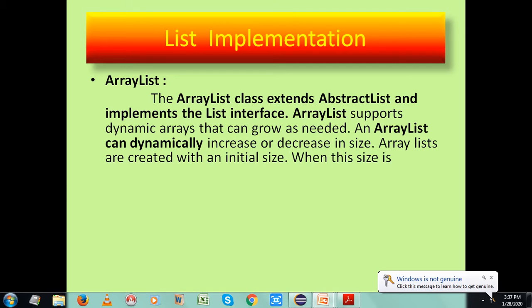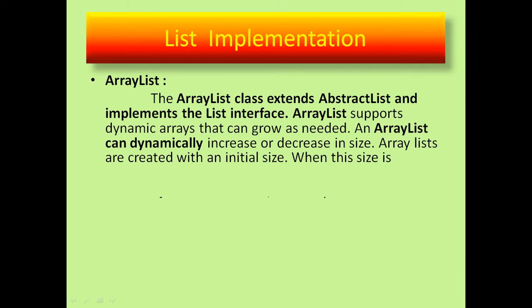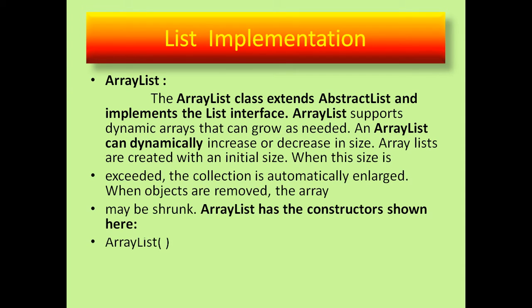Alright, this ArrayList class comes with three constructors. One is the empty constructor, the second constructor takes one parameter, that is a collection, and the third version of ArrayList takes one parameter, that is an int, which specifies the capacity of the ArrayList, the size of the ArrayList.